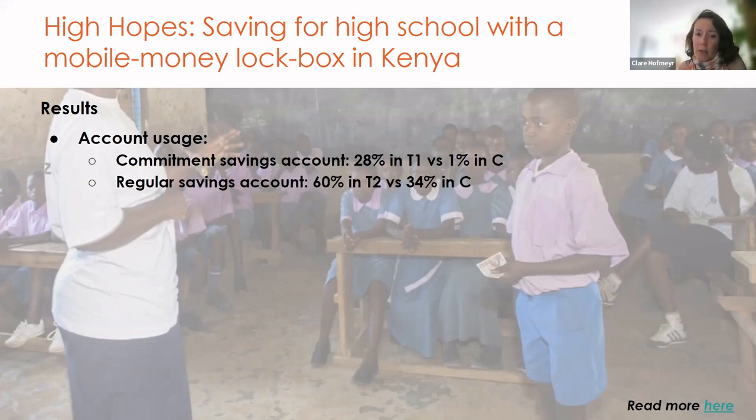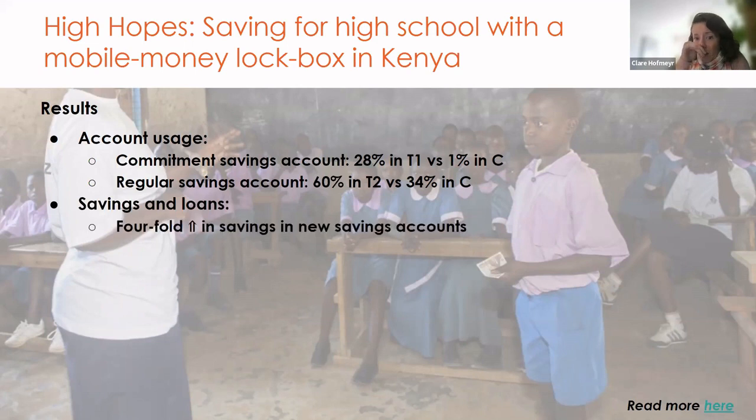In terms of savings and loans, parents who opened either kind of savings account as a result of the project, so they didn't have one open, then they were encouraged and they went and opened an account, saved just over $11 or 1,000 Kenyan shillings in that account on average, which was about 4 times as much as the control group. And this effect on savings came from 2 sources. Those who were already saving saved more, and those who were in debt took on a bit less debt, or in other words, they had less dissaving.